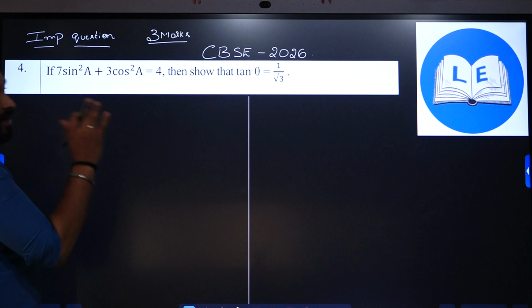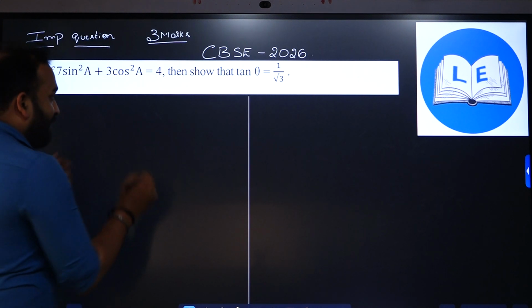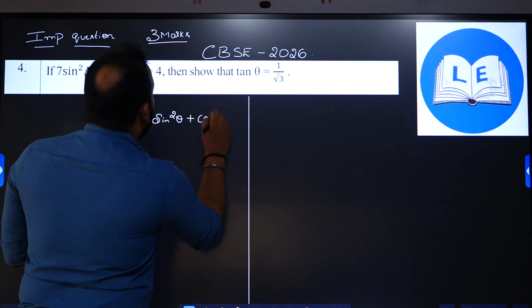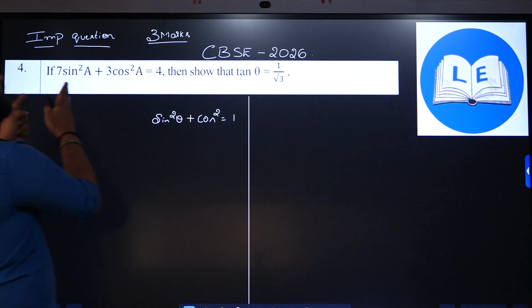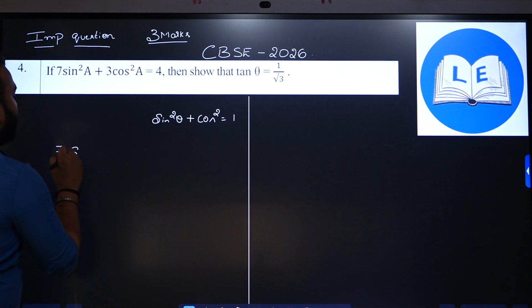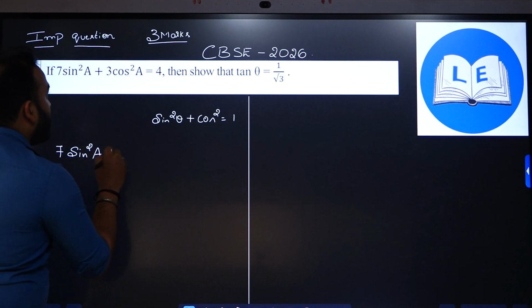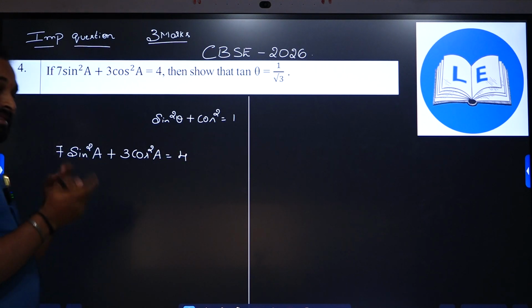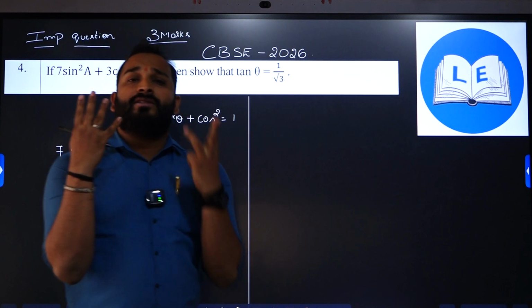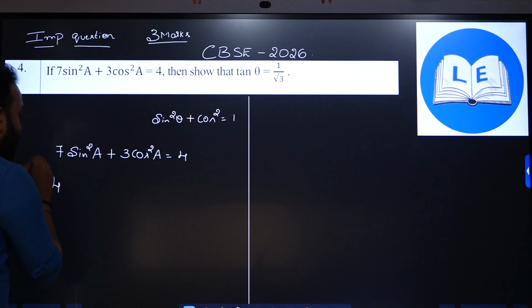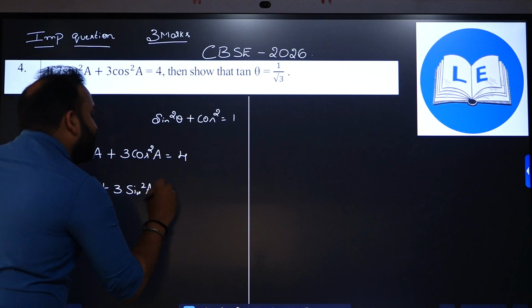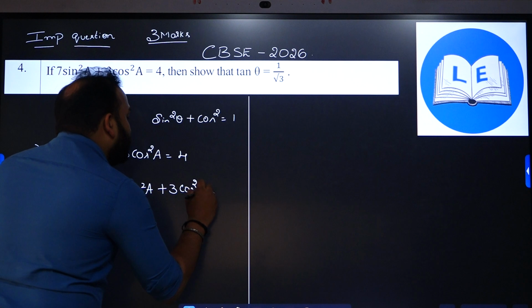Now see children, whenever you get something like this, remember, we have an identity, sin square theta plus cos square theta is equal to 1, which all of you know. Here we have 7 sin square theta plus 3 cos square theta is equal to 4. Let's write it down. 7 sin square a plus 3 cos square a is equal to 4. So if I am splitting this, 7 sin square a can be written as 4 sin square a plus 3 sin square a, right? Makes sense, children, because 7x can be easily written as 3x plus 4x. So we do the same thing here.